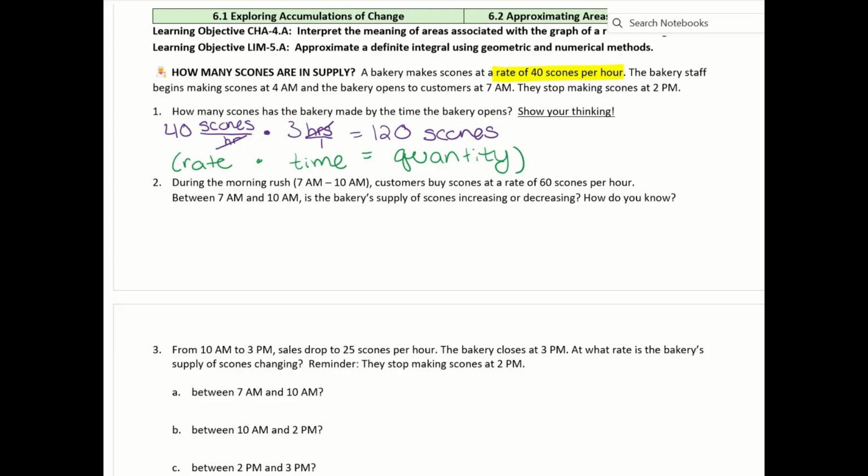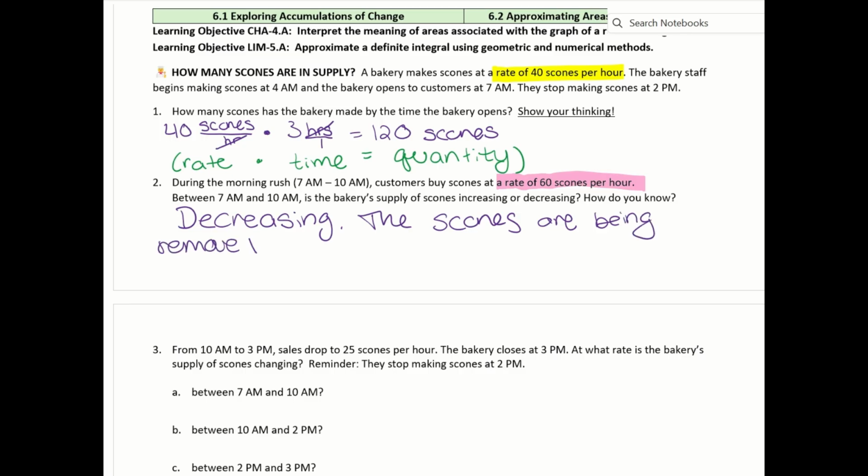All right, so during the morning rush from 7 a.m. to 10 a.m., customers buy scones at a rate of 60 scones per hour. So notice that this is another rate. So between 7 and 10 a.m., is the bakery's supply of scones increasing or decreasing? Well, we know that the supply is decreasing because the scones are being removed. In other words, they're being purchased faster than they're being made.